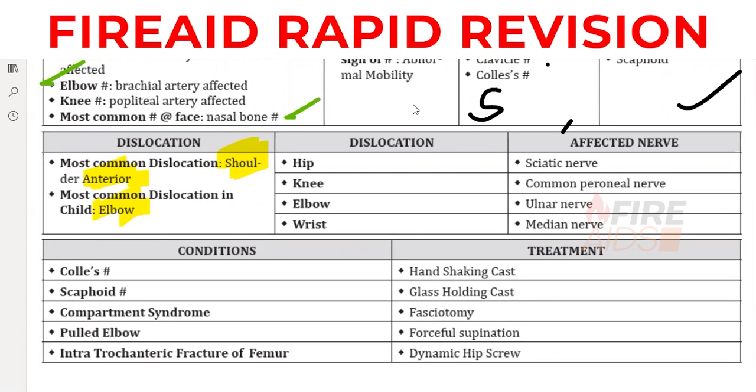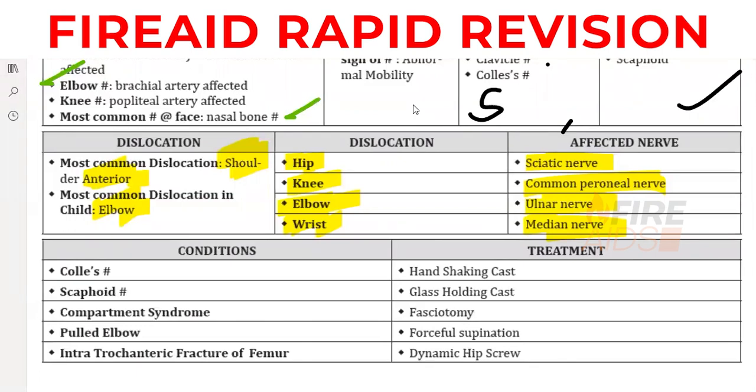So if the hip is dislocated, the sciatic nerve is injured. If the knee is dislocated, the common peroneal nerve is injured. If the elbow is dislocated, the ulnar nerve is injured. And if the wrist is dislocated, the median nerve is injured. These are very important. Hip, sciatic; knee, common peroneal; elbow, ulnar; wrist, median.